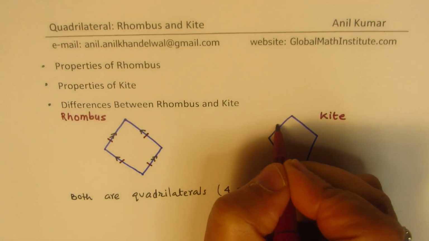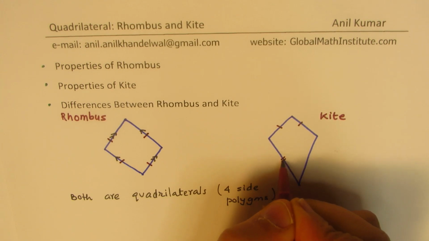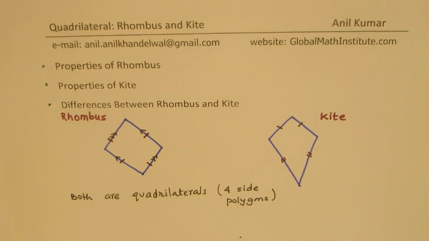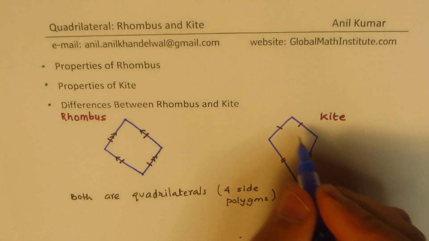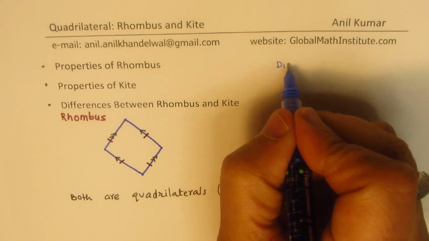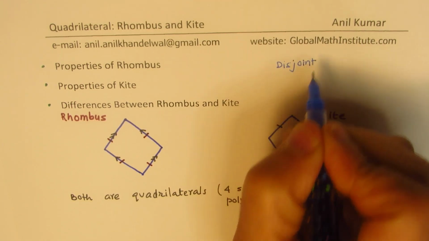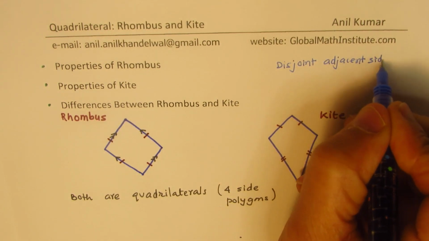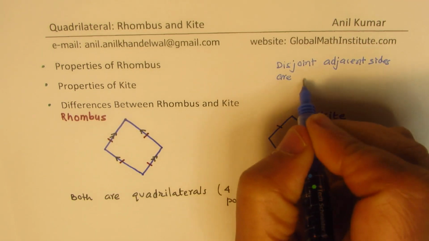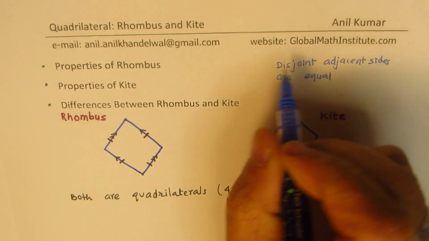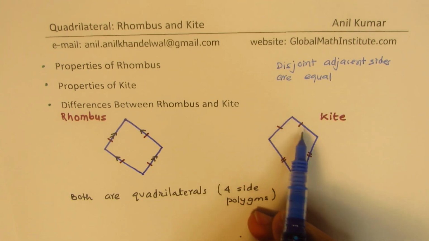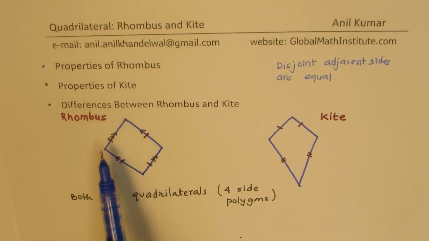In case of a kite, we have two sets of equal sides, right? So adjacent sides, you can also call them disjoint adjacent sides. So which sides are equal? When we say disjoint, it means that this one is joint, right? And this one is joint. So these two are equal, correct? Now here, all these are joint, right? So all joint equal sides are there.